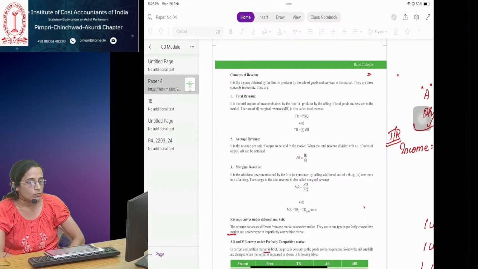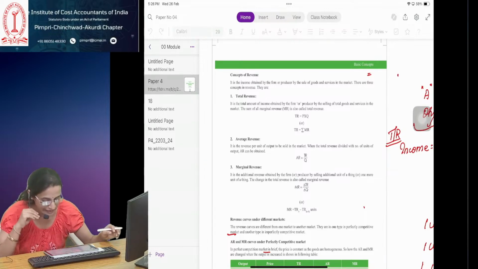What we were discussing in the case of marginal utility, total utility is also a summation or aggregation of marginal utilities. Similarly, total revenue is also an aggregation or summation of marginal revenue. Clear on this, Sheila? Okay.